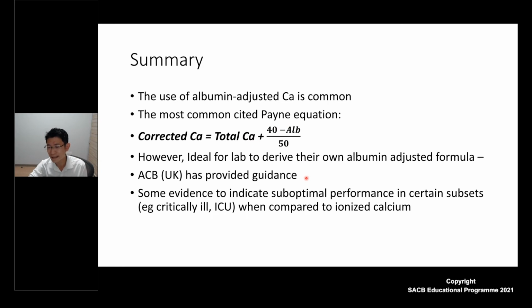Okay, so the UK ACB has provided guidance on how to calculate our own lab-specific albumin adjusted formula. But we must know that in our critical patients, in ICU patients, the albumin adjusted calcium is actually suboptimal. In fact, total calcium, the one that's uncorrected and unadjusted, is actually better than this adjustment.